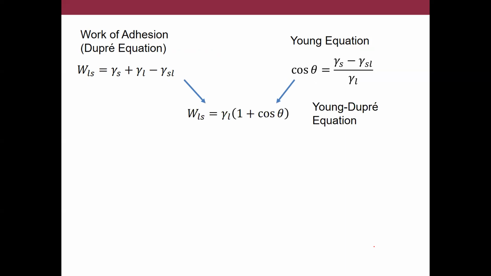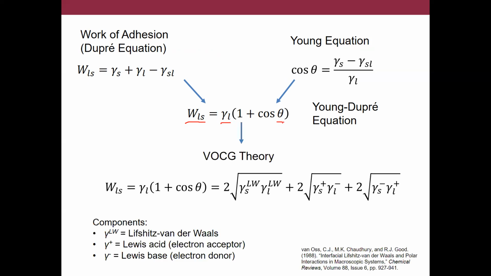So now we know that the energy of the liquid-solid interface, so the energy of bonding between the liquid and the solid, is just a function of the surface free energy of that liquid and the contact angle. All right. We further used something known as VOCG theory, that's the Van Oss-Chowdhury-Good theory. There are a number of different theories that can be used here and are fairly established. But this theory basically breaks down your surface energy into different components.